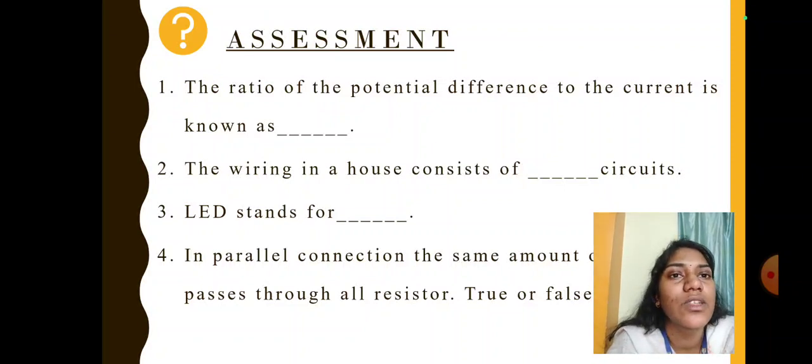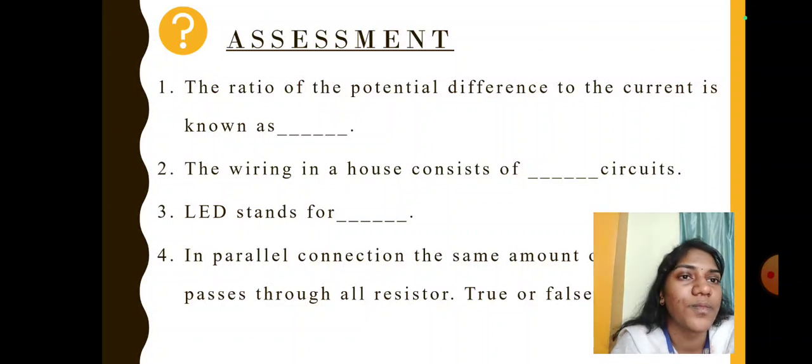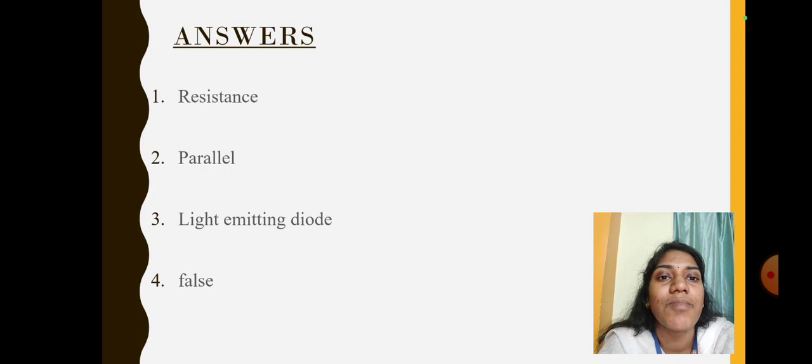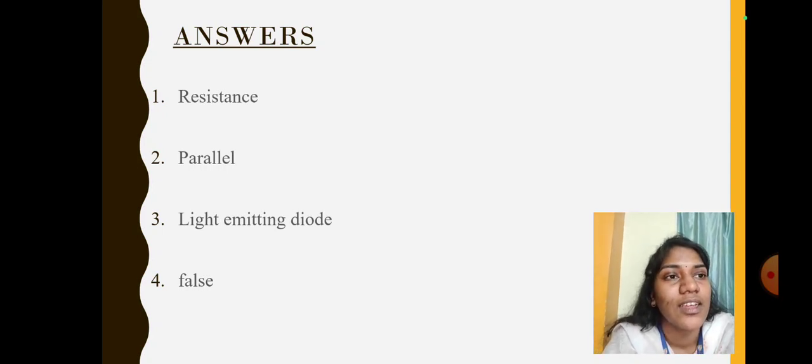This helps to know your understanding of systems of resistors and to know your weaknesses and your strengths, where to study more. So the answers are: resistance, parallel, light emitting diode, and false.